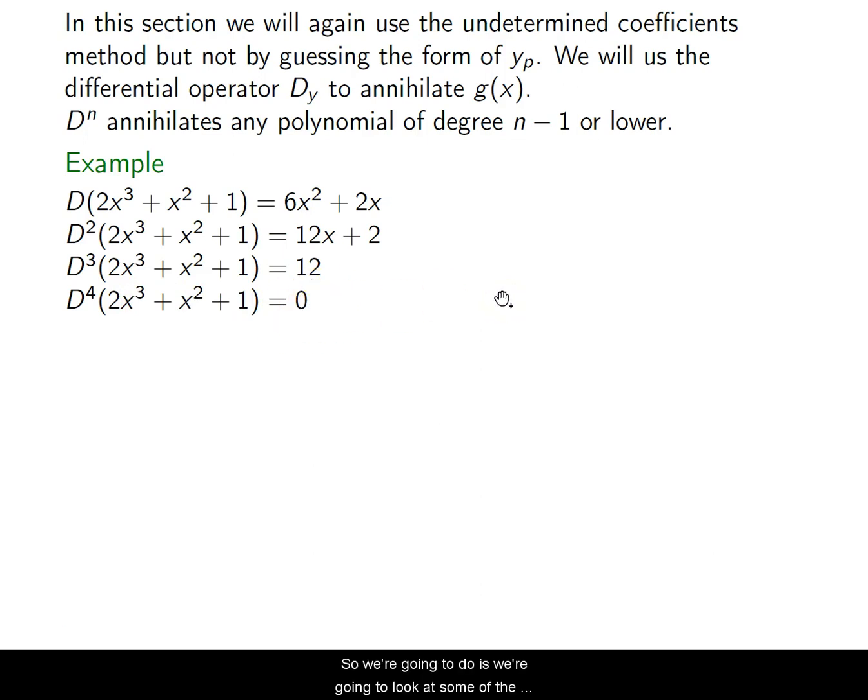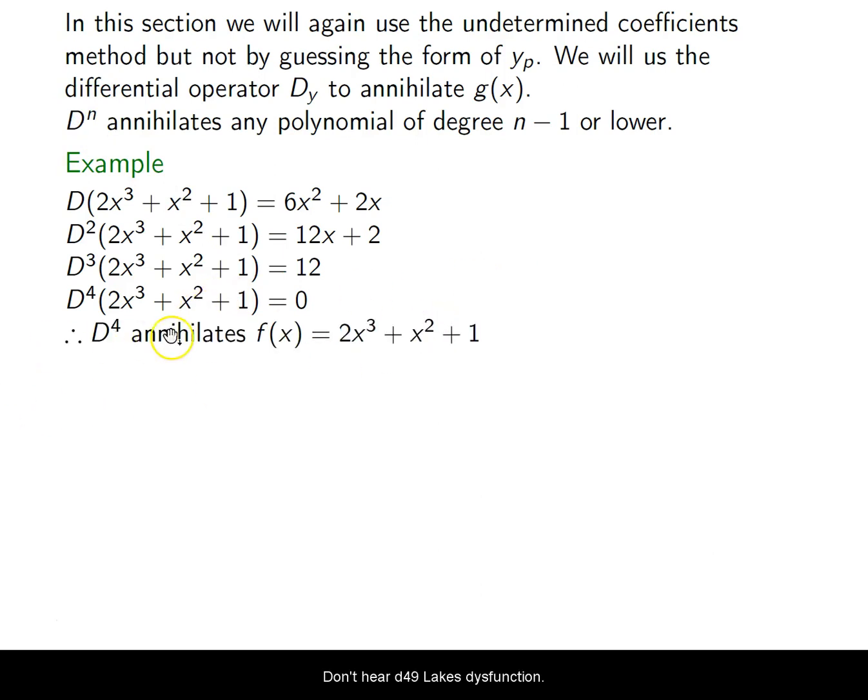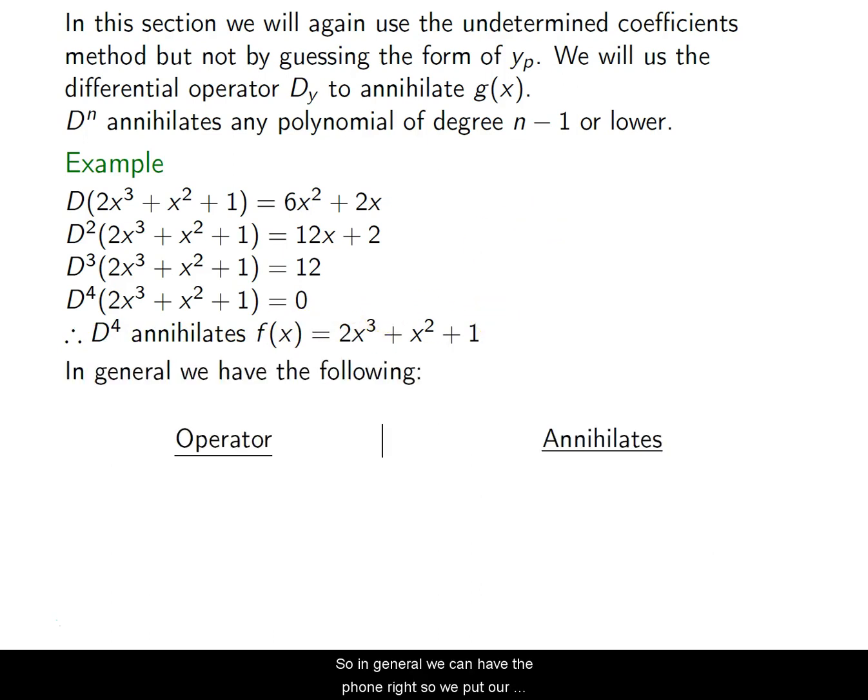Okay, so what we're going to do is look at some of the forms of the differential operators that annihilate our common functions. Here D^4 annihilates this function. So in general, we can have the following: we'll put our operators over here and the functions that they annihilate over here on the right. So D to the nth order annihilates a polynomial of degree n minus 1 or lower, anything that's up to the n minus 1 power.